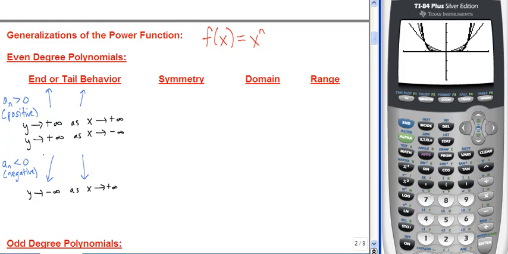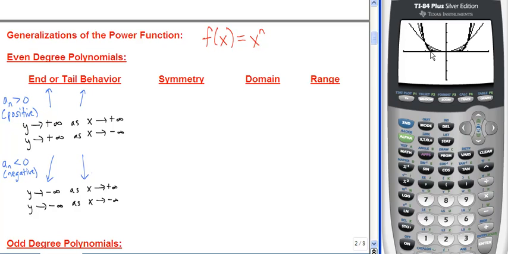And if we go in the other direction this way, as x goes to minus infinity, also the y's have to shoot down as well, so y continues to go to minus infinity also. So those are our two tail behaviors depending on whether that leading coefficient is positive or negative.